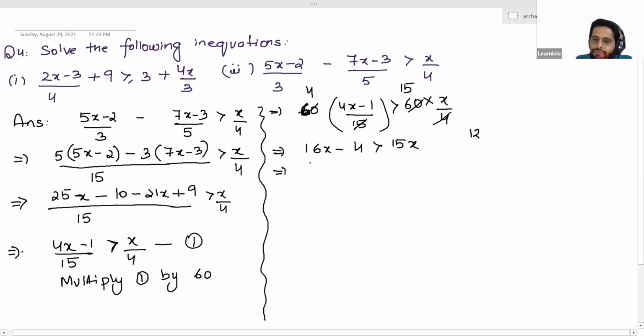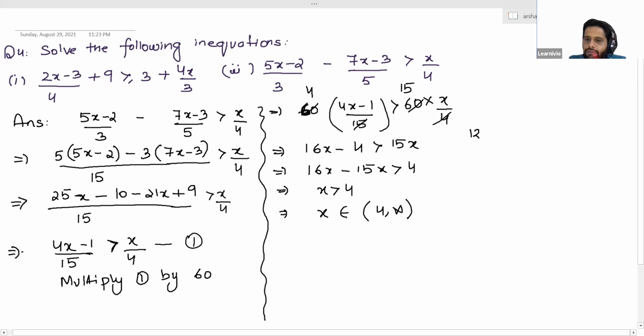Now, shift this 15x to the left side. 16x minus 15x is greater than 4. So we get x is greater than 4. Now in the interval form, what we can write, x belongs to 4 to infinity. And Rishan, can you tell me 4 is an open interval or closed interval? Sir, open. Open interval, very good. Infinity open interval. So this is your answer. This is clear, Rishan? Yes, sir. Okay, very good.